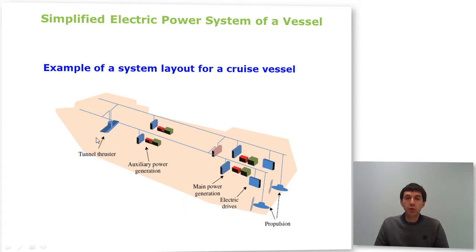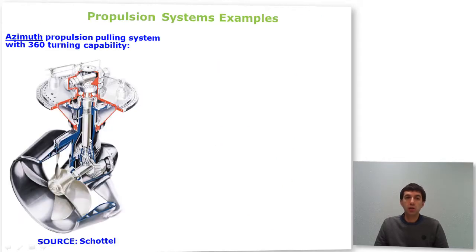So, in relation to the propulsion system of the vessel, we can find many different ways to do it. Here we are going to show only two main, very common examples, which is the azimuth propulsion system with 360 degrees turning capability. The manufacturer is Schottel. Here we can see that this propulsion system is down into the water, while here we have a special mechanical coupling, and normally the electrical motor providing the movement of this shaft is located not in the water, but within the ship.